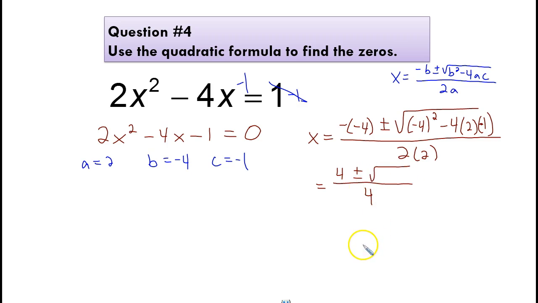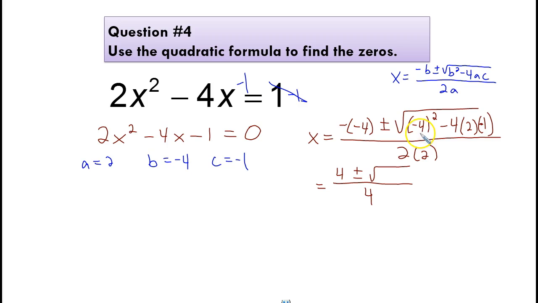I haven't really focused on it in this video, but remember the discriminant tells you something. If it's positive, you have 2 real solutions. If it's negative, you have 2 complex solutions. And if it is 0, you only have 1 solution, which we would call a double root. So let's do the math here.